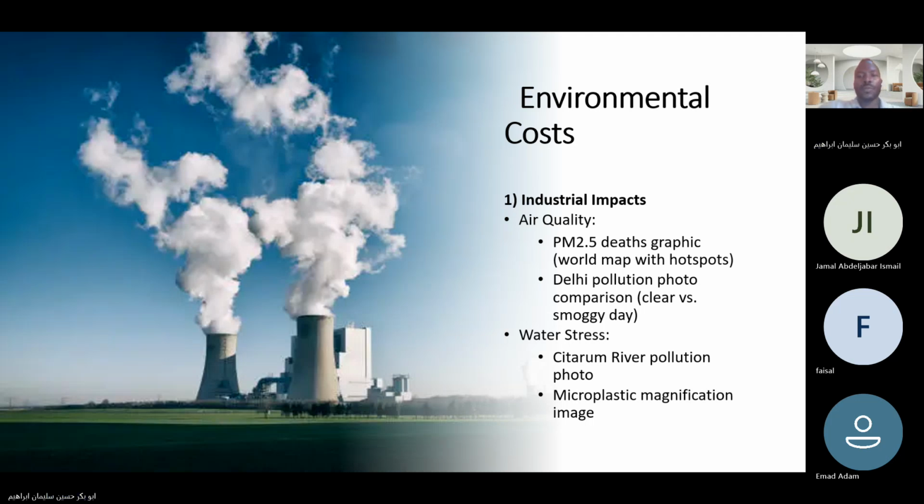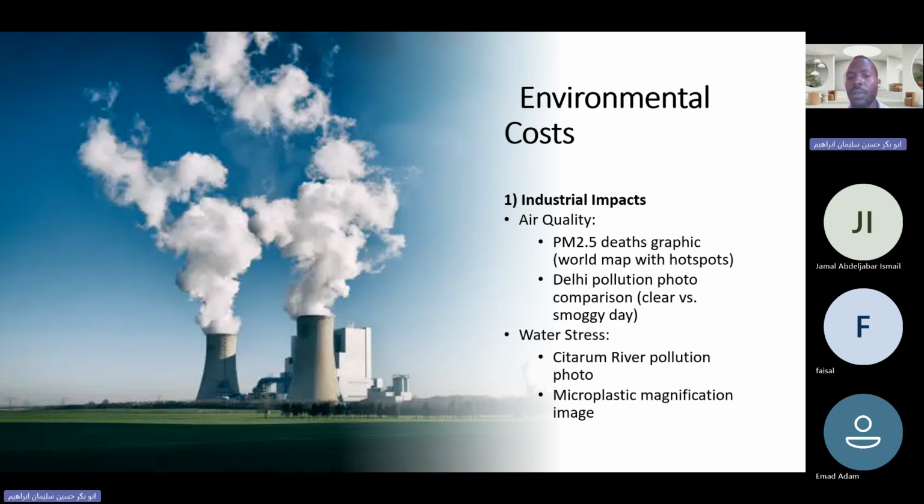Now let us see the environmental costs of our life right now. As you know, the industrial revolution has a very high cost for our environment, with many impacts. One of the costs is the industrial impact. Industry affects air quality. As you know, particulate matter 2.5 can cause death in humans, and also affects the respiratory system and can cause many diseases.